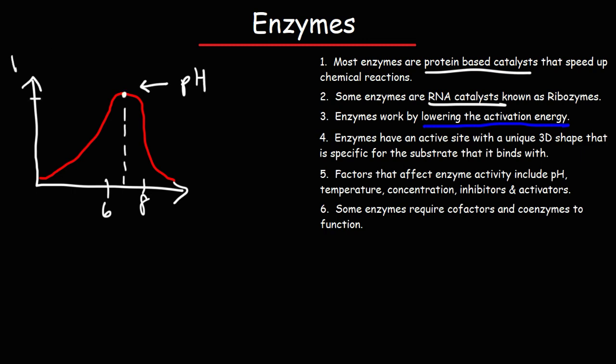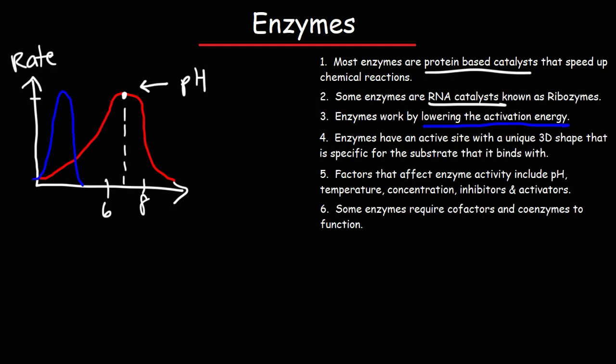On the y-axis, we have the rate. So at this point, the enzyme is working at its best, at its highest rate. Now, some enzymes have an optimal pH that is not around 7. For instance, the enzyme pepsin has an optimal pH somewhere between 2 and 3 because it exists in your stomach under acidic conditions.